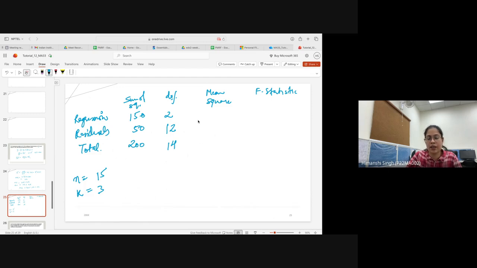Okay, fine. Now the mean square will be the division. If I divide them, mean square will be 150 divided by 2, so it will be 75. 50 divided by 12. And 200 divided by 14. Now F statistic will be this ratio, 75 divided by 50 over 12. So this quantity will be 75 multiplied by 12 divided by 50. So that is 18. So this will be our ANOVA table.